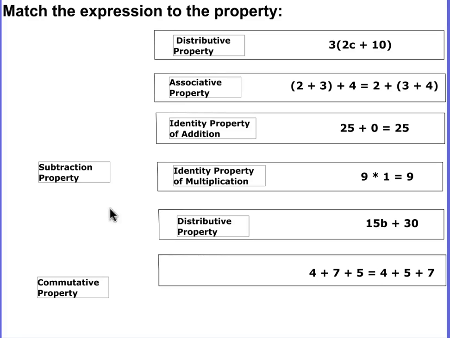Now I have two property names left, and I have 4, 7, 5. But then on the other side, I have 4, 5, 7. I have the same numbers, but the order changed. These two numbers moved around the addition sign. So if the numbers are able to move around an operation sign, I know that is the commutative property.